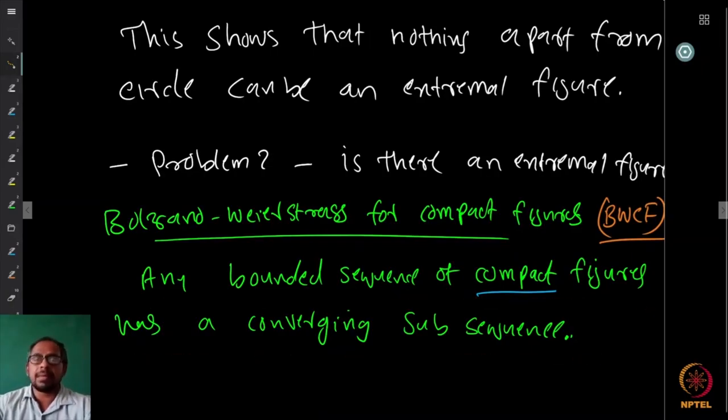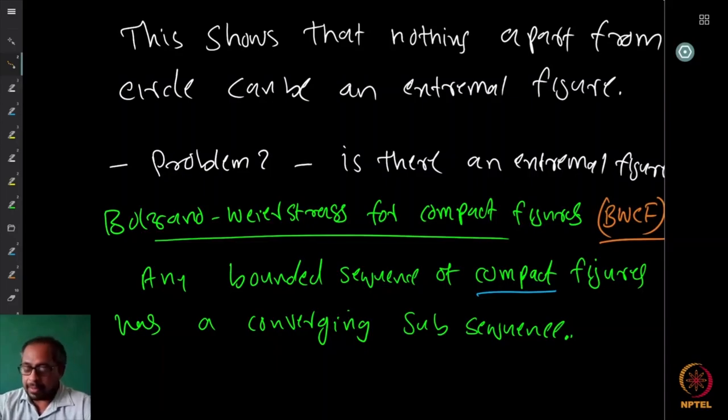Okay? So this is for math students. Other students need not really look into this, but just thinking about it may be interesting. But math students should look at this. So any bounded sequence of compact figures has a converging subsequence.